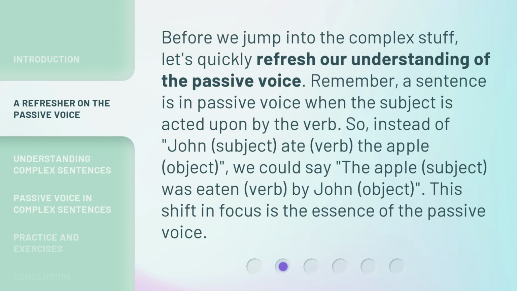Before we jump into the complex stuff, let's quickly refresh our understanding of the passive voice. Remember, a sentence is in passive voice when the subject is acted upon by the verb. So, instead of John, subject, ate, verb, the apple, object, we could say, the apple, subject, was eaten, verb, by John, object. This shift in focus is the essence of the passive voice.